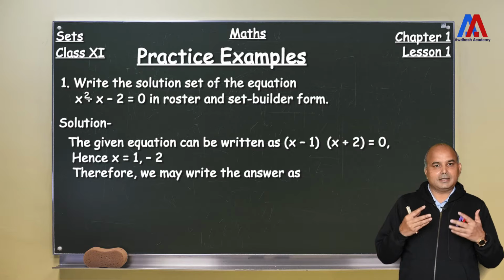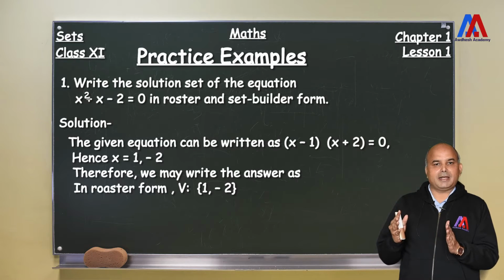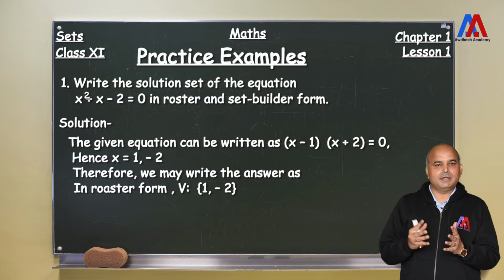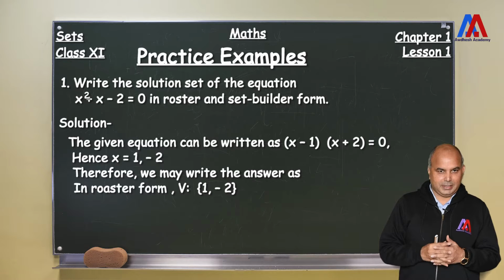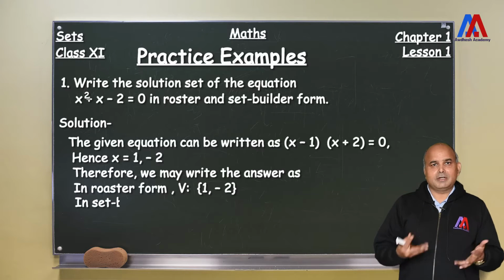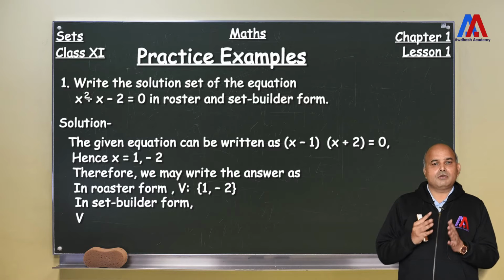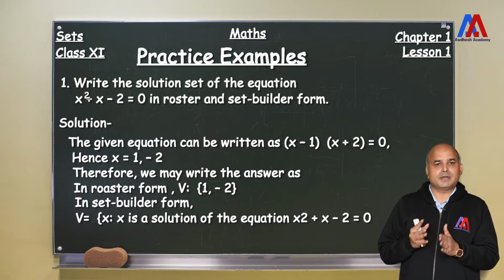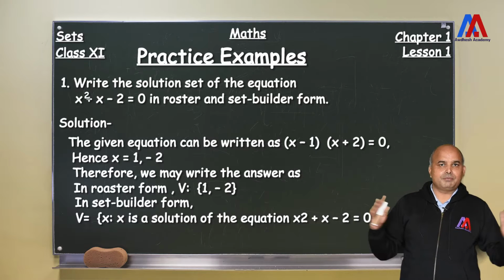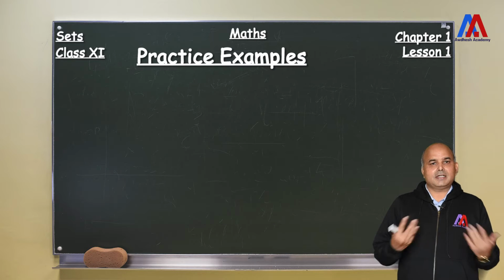If you want to write in the roster form, we write V equal to, and then we put a bracket, and inside the bracket we write both the elements, that is 1 and minus 2, and separate them by a comma. So this is very simple. If you want to write the same thing in the set builder form, then we don't even have to solve this equation, and we can write that V equal to x such that x is a solution of the equation x square plus x minus 2 equal to 0. So simply write it and close the bracket, and this is the simple method of writing it in the set builder form. Now let's take the second question.